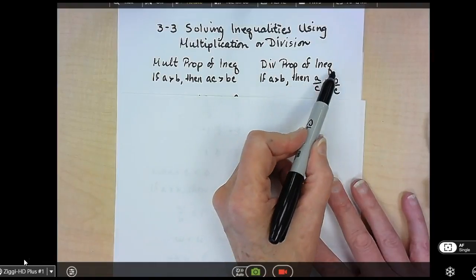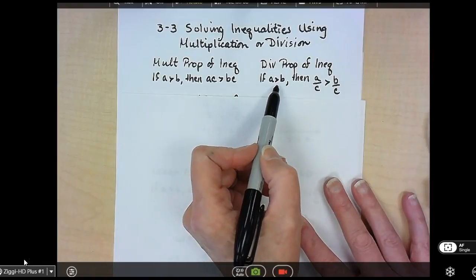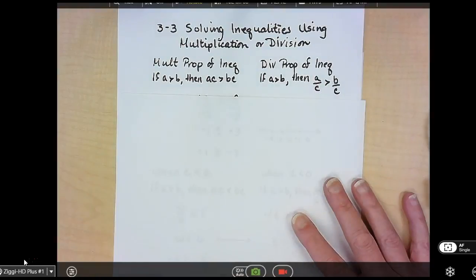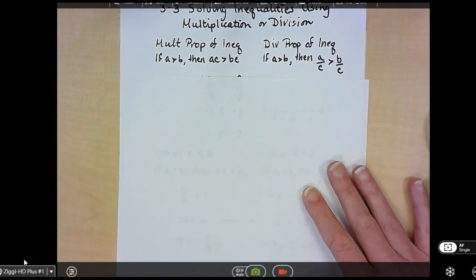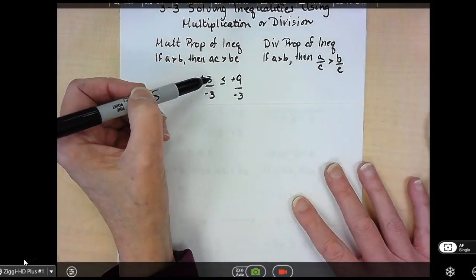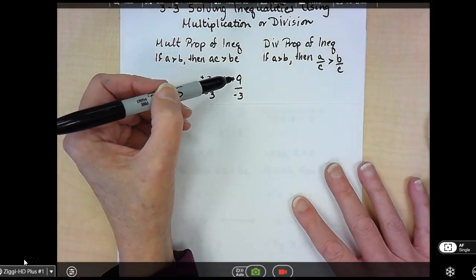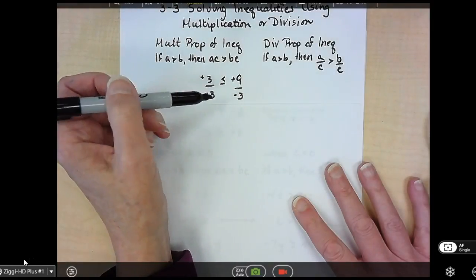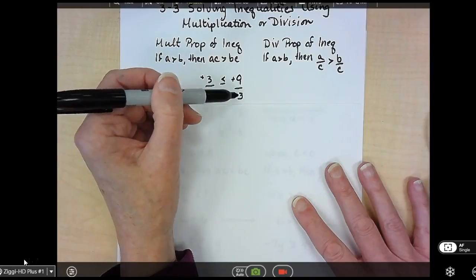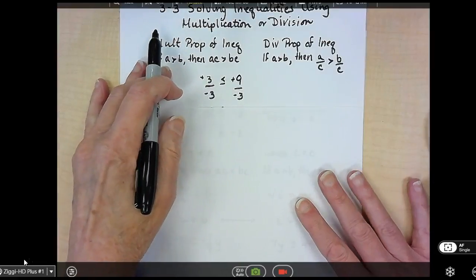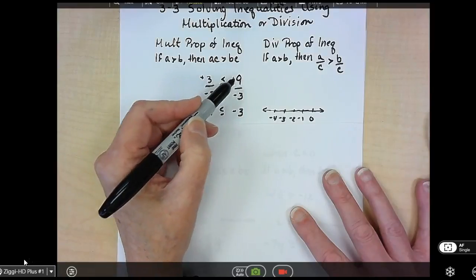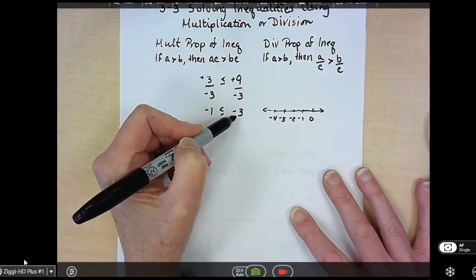Division property of inequality: if A is greater than B, then A divided by C is greater than B divided by C. So now I have an example of something that happens when we divide. So I have 3 is less than or equal to 9. 3 is always less than 9. Okay, so when I divide by a negative 3 on both sides, 3 divided by negative 3 is negative 1. 9 divided by negative 3 is negative 3.